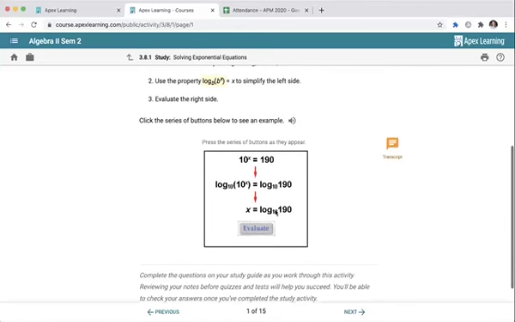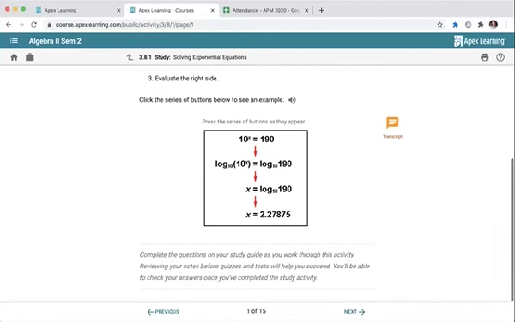All right, and we can then plug into our calculator log 190. So all you have to plug in is log base 10 of 190, hit enter, and it's going to give us this value right here. In general, Apex likes to simplify things to 2 decimal places, so this would be 2.28.